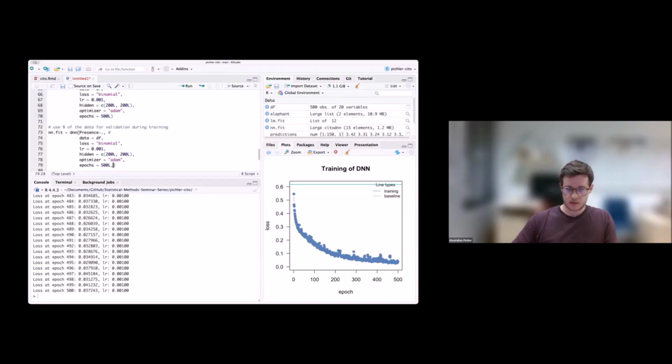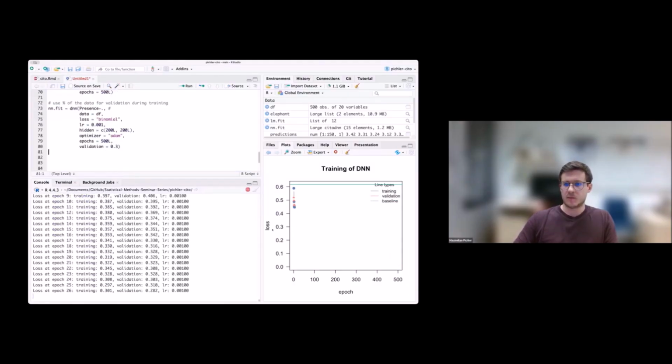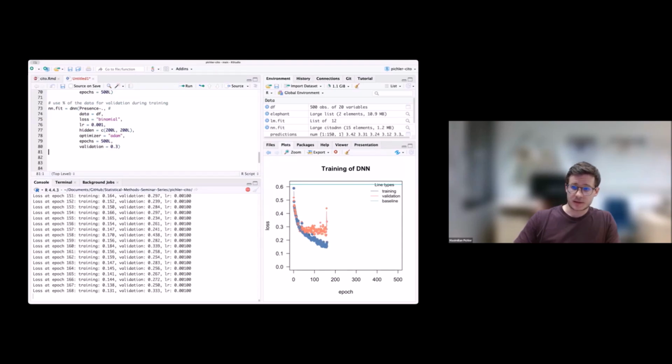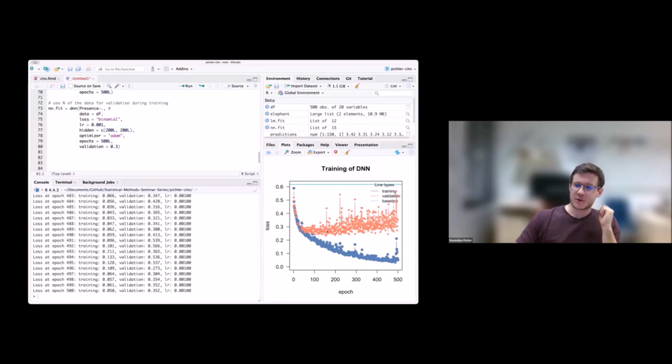Example here, let's use 30% of the data for validation. And then we will get here on the right side an additional orange curve, which is the loss for the validation data. What we see here now is that the loss for the validation data is also first decreasing. However, after a certain number of epochs, the loss is increasing again. So in other words, the predictions of our model are getting worse. And I would say this threshold is here around 250 epochs.